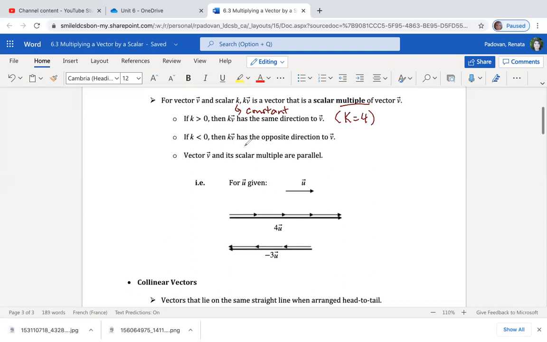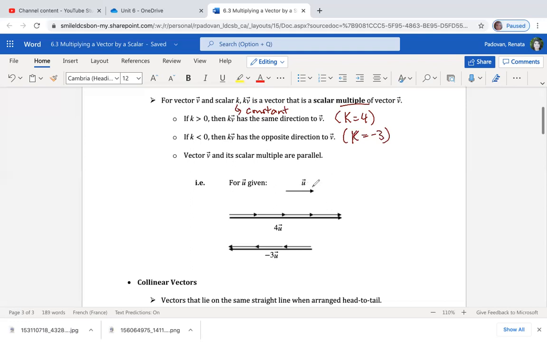So let's say k is less than 0. So we're talking about a negative number here. So we'll use the value down below. Let's say k is equal to -3. Then that constant multiplied by the vector is going in the opposite direction, right? We know in this case now with vectors that if it was a negative number, negative is making it go in the opposite direction.